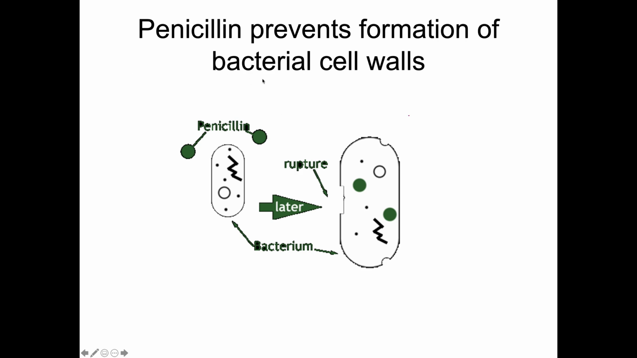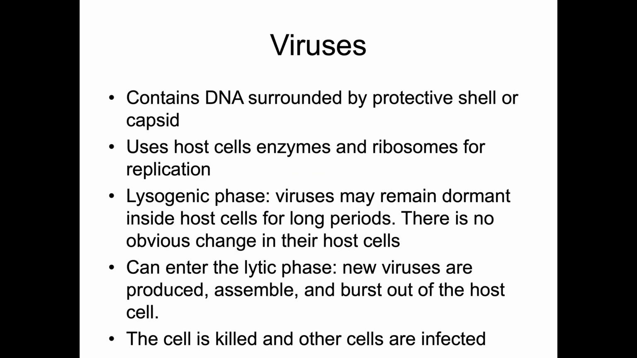So penicillin is an example of an antibiotic, and what it does is it prevents formation of bacterial cell walls. So penicillin goes in, the bacteria can't make a cell wall, and therefore they just explode, and it kills them. So when they reproduce, they die. That's an example of an antibacterial. Again, we talked about viruses before. Antibacterials, antibiotics, don't work on viruses. So viruses we talked about before.